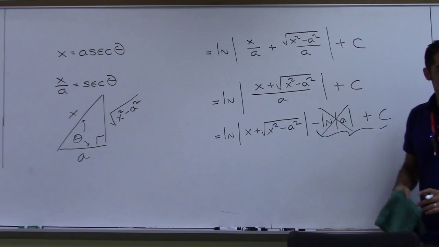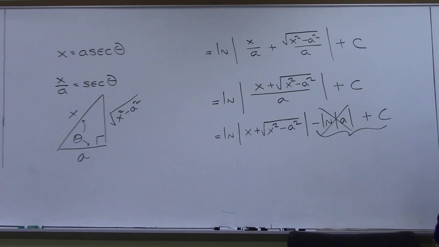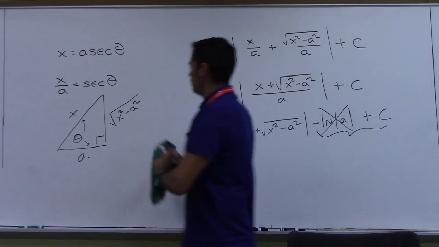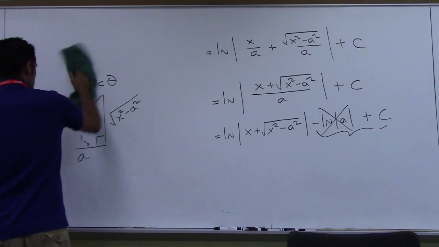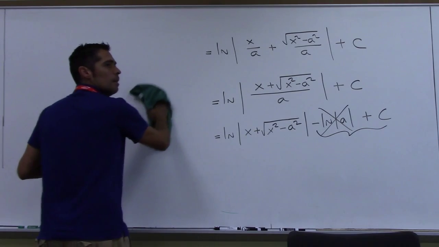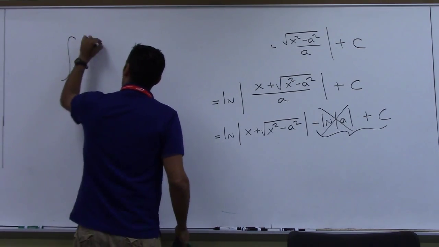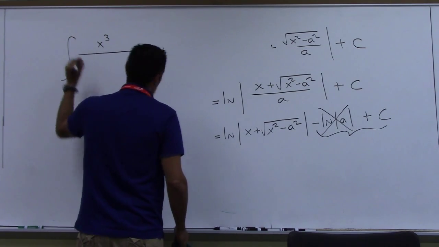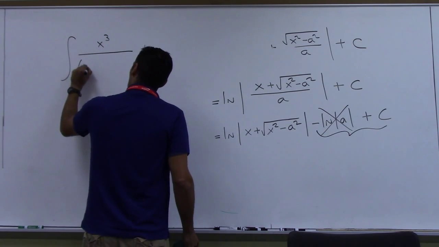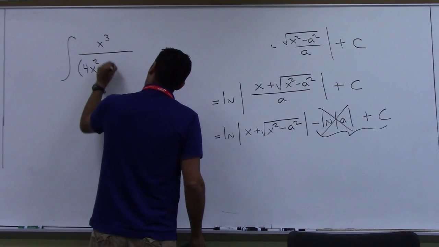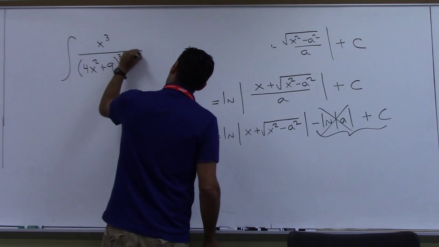Okay, we continue. Last problem here. This is a good one. We haven't done anything like this one yet, which is why it's here. The integral of x cubed over 4x squared plus 9 to the 3 halves dx.